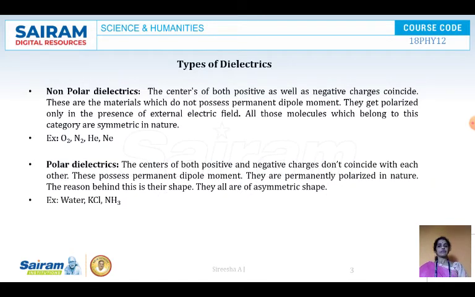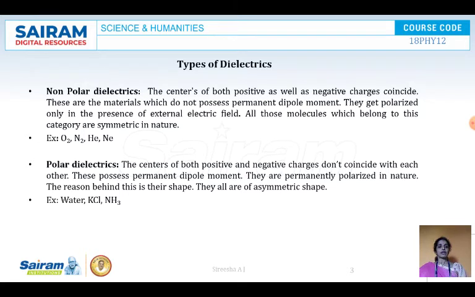Now, what are the types of dielectrics? There are two types of dielectrics: non-polar dielectrics and polar dielectrics. Now, we will see what exactly polar and non-polar dielectrics are. In non-polar dielectrics, the centers of both positive and negative charges coincide. These are the materials which do not possess a permanent dipole moment. Since the positive and negative charges coincide, there is no separation between them, so there is no dipole moment.